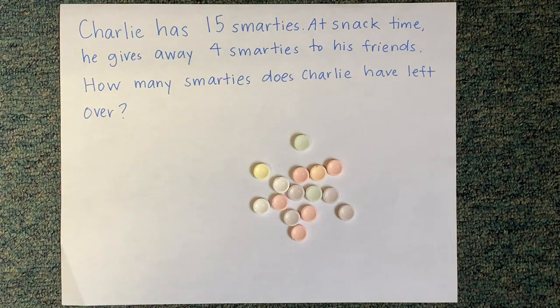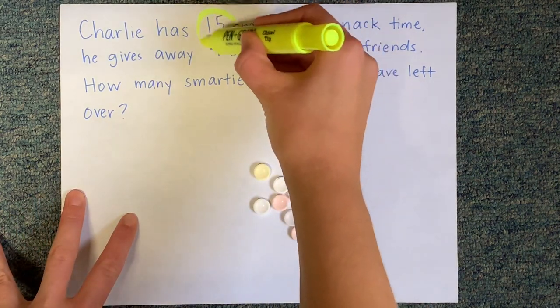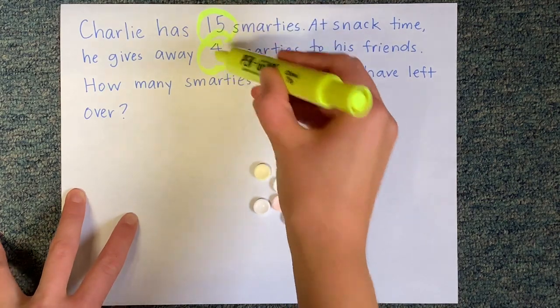Okay, so as we can see, I've got some Smarties here, and in a minute, I'm going to do a little demonstration to show about the Smarties. But to begin with, I would like to go through the problem and find some key words or parts of the problem. So first, I would like to find some numbers that are included in the problem. So I'm going to circle the numbers that I find. So when I look at this problem, I spot 2 numbers. I spot 15 and I spot 4.